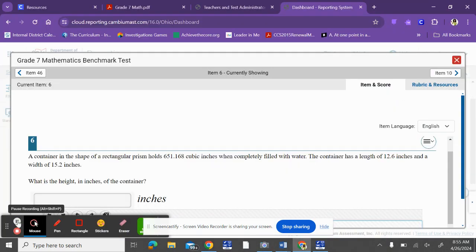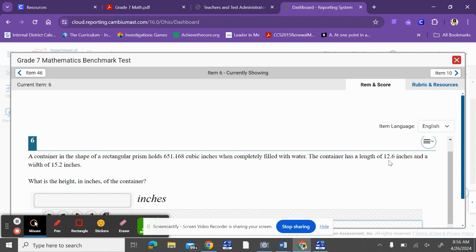This is definitely one that I would let it read to me because there's a lot going on. I don't have that option because I'm on the teacher mode. But it says a container in the shape of a rectangular prism holds 651.168 cubic inches. This cubic inches tells me that this is the volume. Square inches would have been the area, but this is volume. When completely filled with water, filling something with water, that's again a clue for volume.